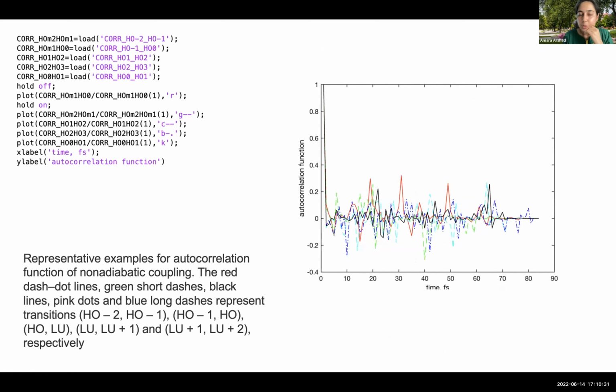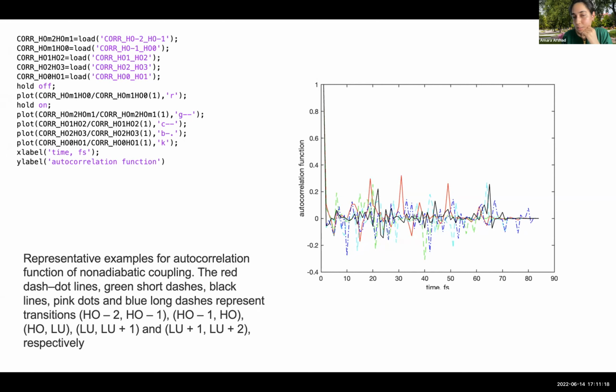So this is the output of the autocorrelation function, and this is the part of the MATLAB code which gives us the information on transitions like HOMO to HOMO -2 to HOMO -1, and we can change it accordingly. And this is the representation of HOMO -1, HOMO -2 to HOMO -1, HOMO -1 to HOMO, and HOMO to HOMO -2, as explained in this code. And there was a sudden decrease at the initial time step in the autocorrelation function.